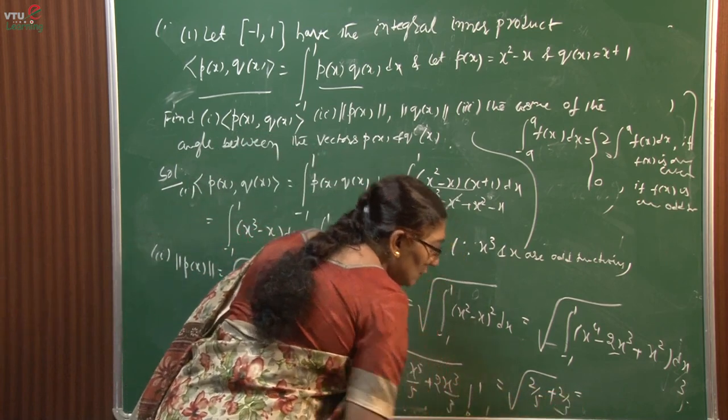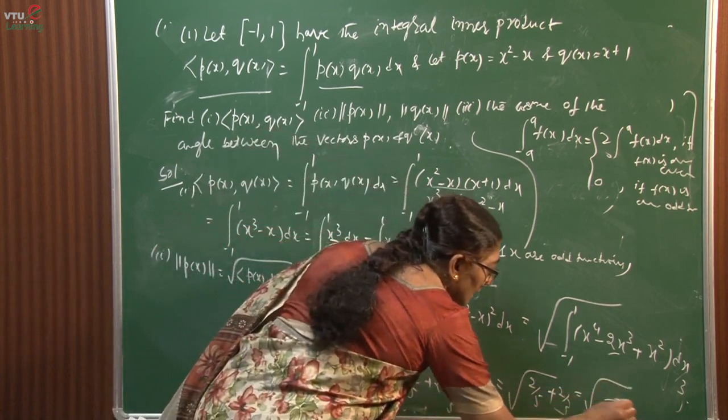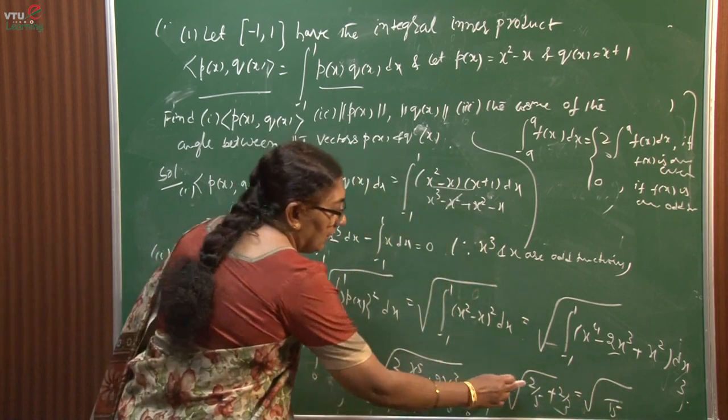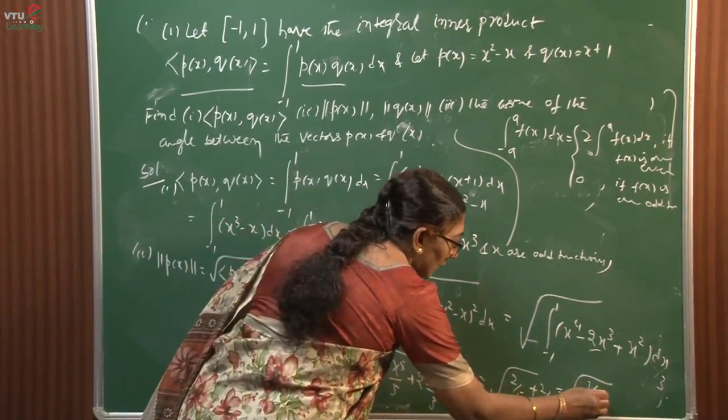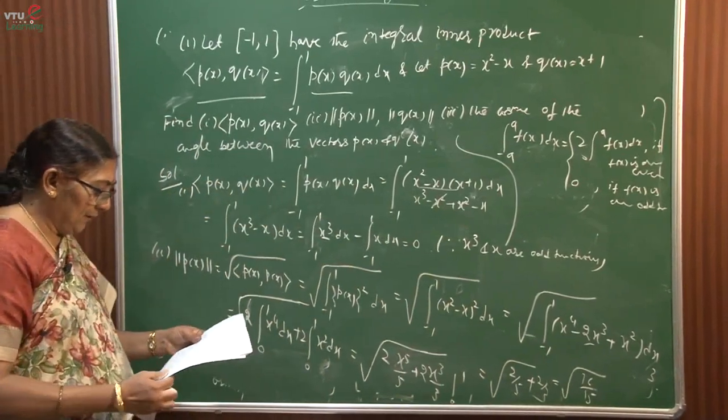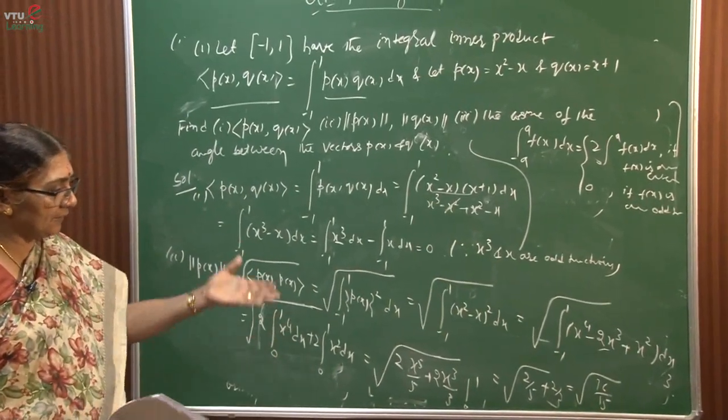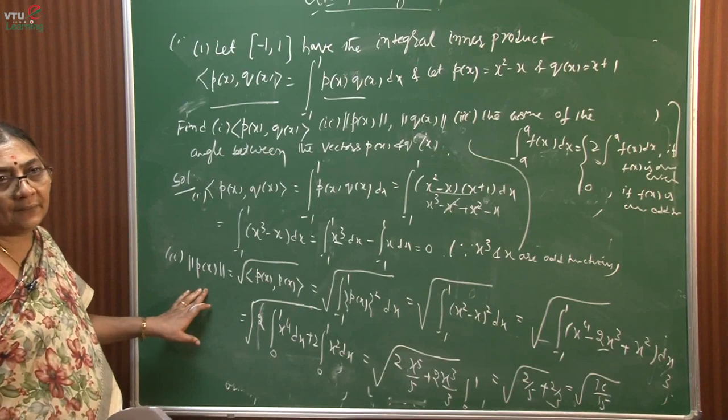Take the LCM if you want to simplify further, 15 is the LCM, okay. 6 plus 10, 16 by 15 is the answer. 16 by 15 is the value inside the root for the norm of p of x.